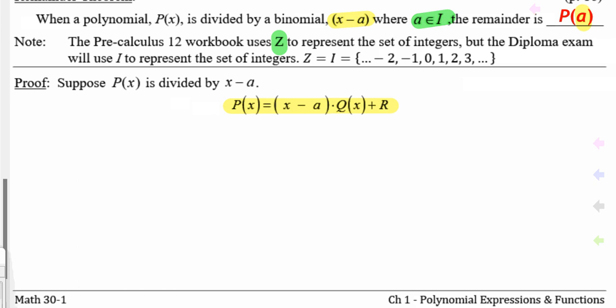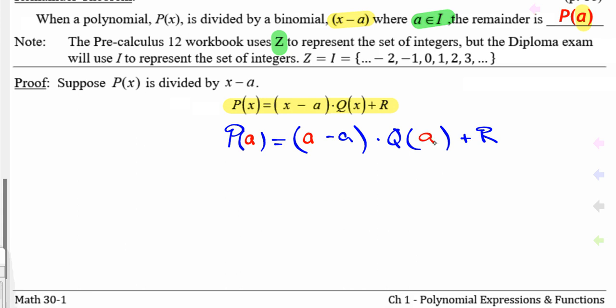So since here I have an x minus a, I'm going to say, well, let's replace all the x's with a's and then see what happens. So replace the x with an a, replace the x with an a. Here we already had the minus a in the brackets. This x replaced with an a.